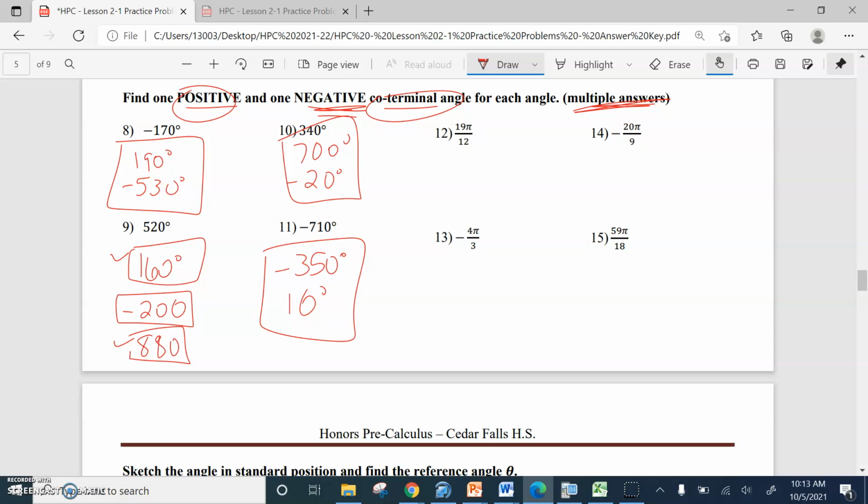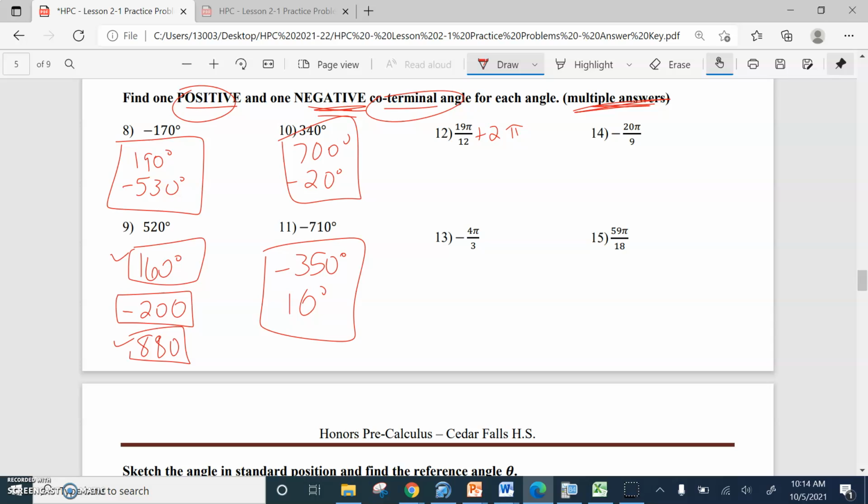Now, on 12 to 15, it's a little bit different. 12 to 15 looks like this. Instead of saying we add 360, we add 2 pi. Or instead of subtracting 360, we subtract 2 pi. But when we say, let's add 2 pi, well, we have a fraction and a kind of whole number looking thing here.